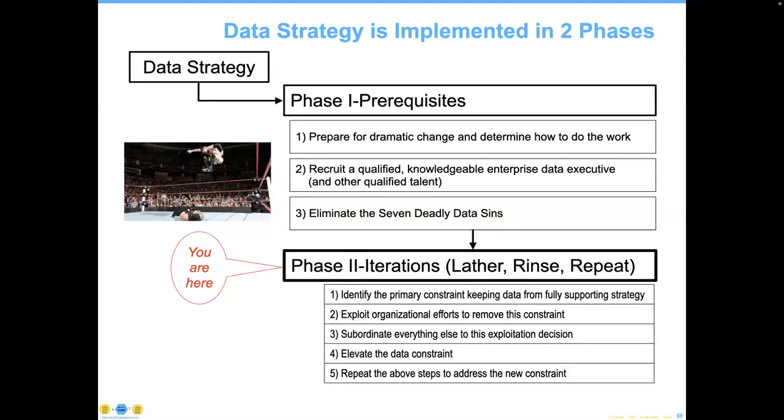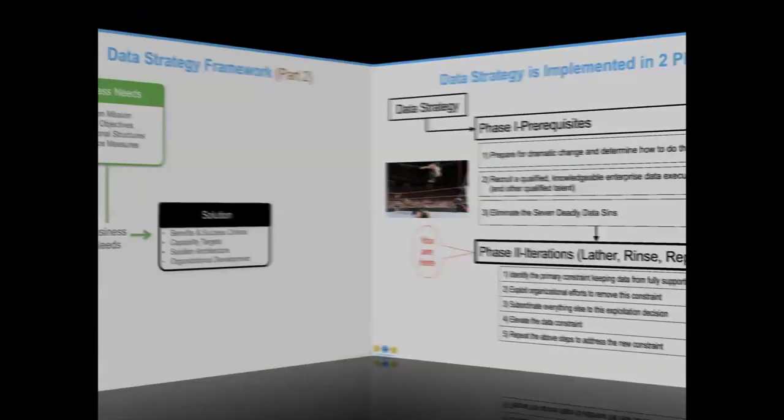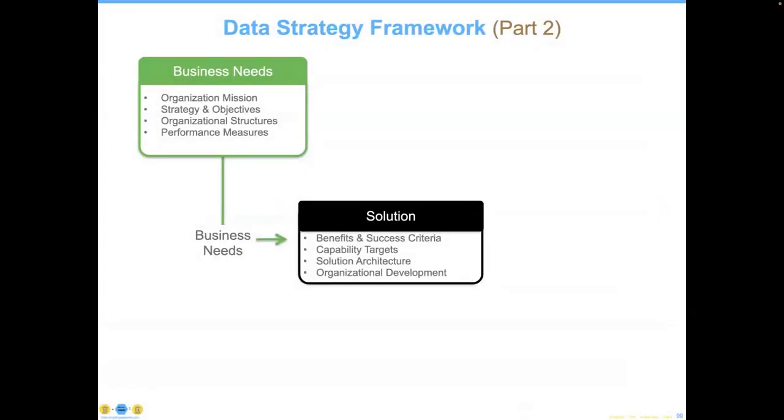But these are the 5 steps. Identify the primary constraint, exploit organizational efforts to remove it, subordinate everything else to the exploitation decision, alleviate the data constraint, and elevate the data constraint, and then repeat the above steps to introduce a new constraint to the process. If that sounds familiar, it should. I will show you where I get all that from in just a second here.